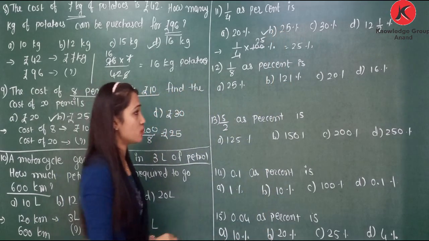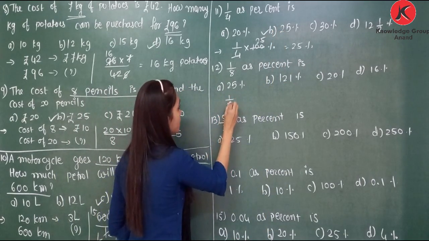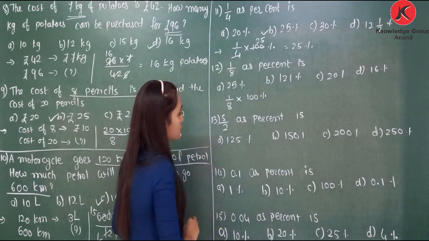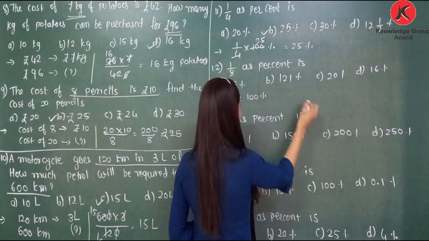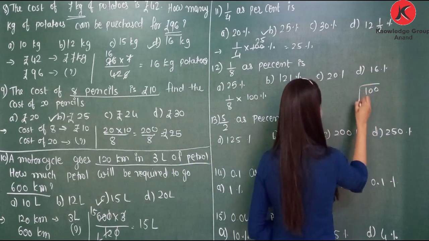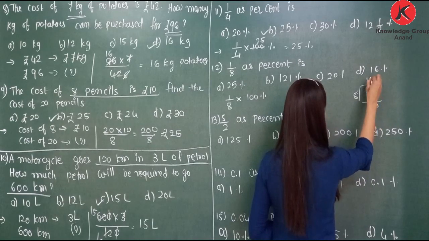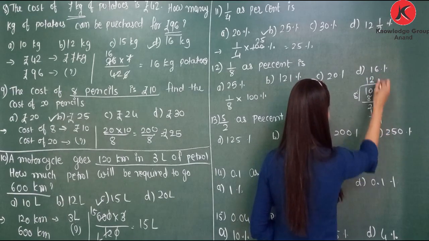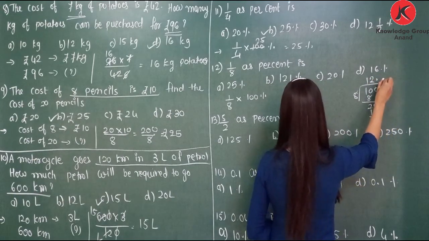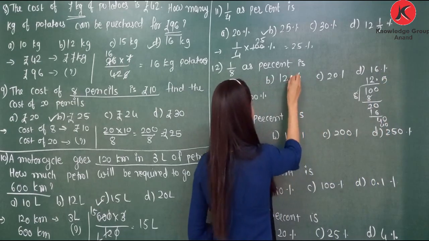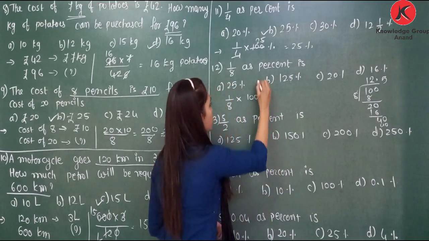Next, 1 by 8 as a percent. So we can write 1 by 8 multiply 100%. So divide 100 by 8. So here it is 12.5%.